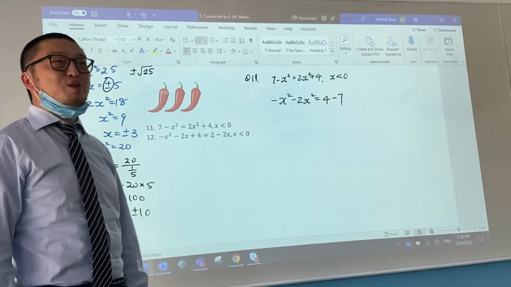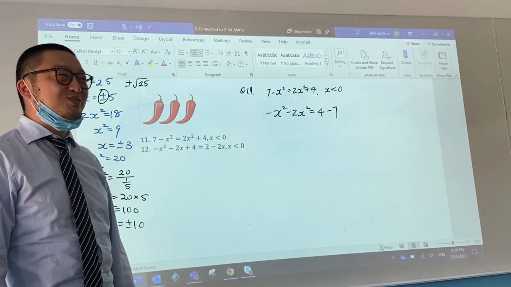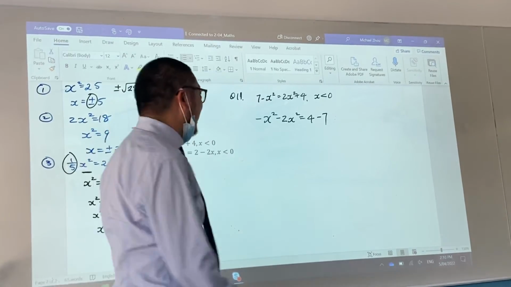Looks hot. It's pretty mild, right? True. Making me hungry now, actually.